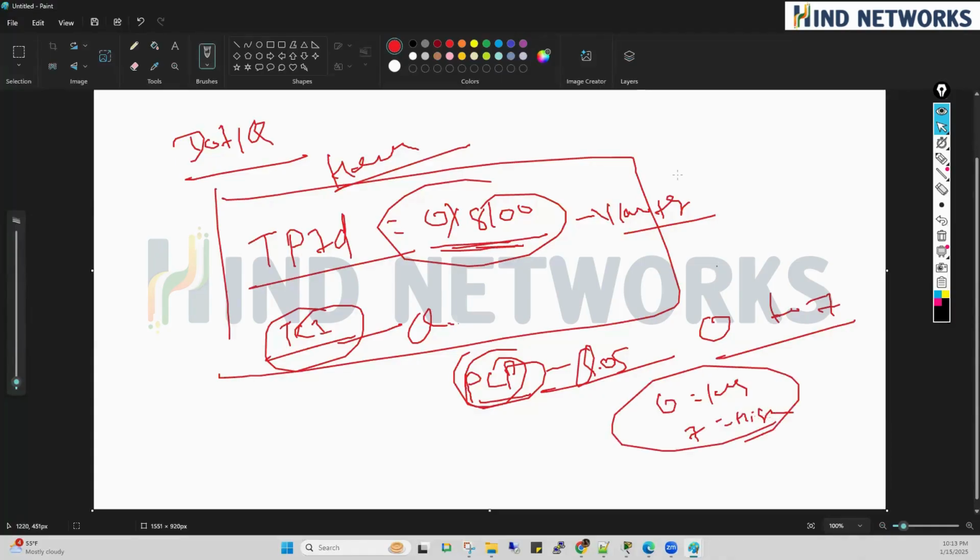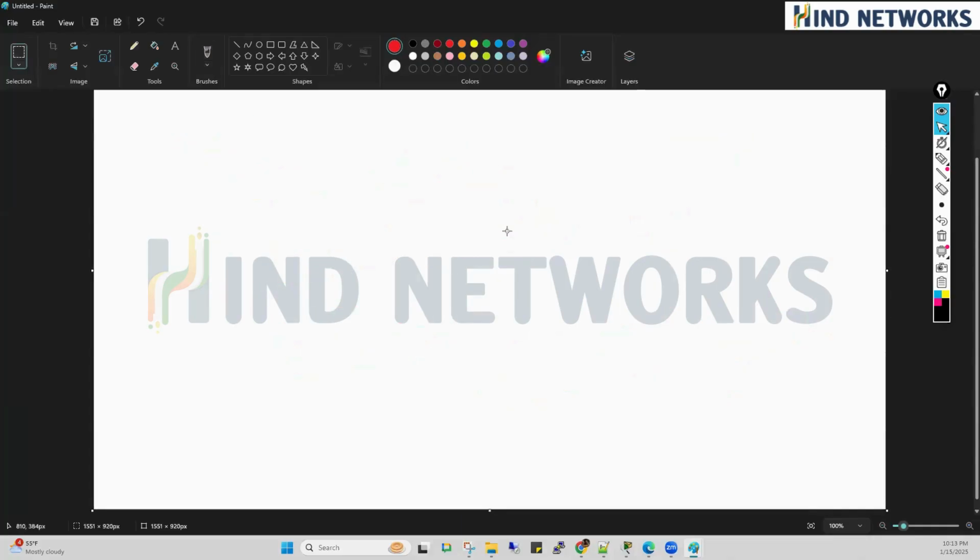Next you will get DEI, drop eligible indicator. What do you mean by this? Basically, this field tells us if a frame will be dropped in your network; this DEI field is used there if something gets dropped. And the next one is the VLAN ID. I hope everyone knows that the VLAN ID tells us which VLAN tag is there. Clear, guys?